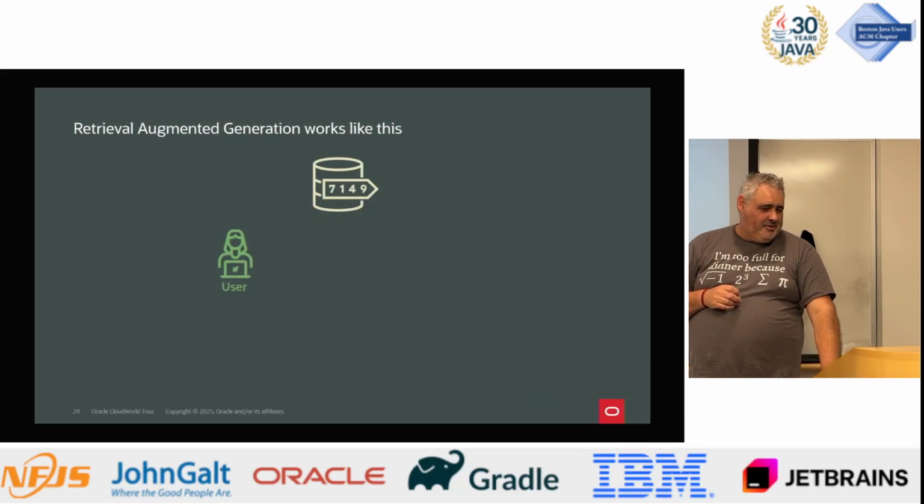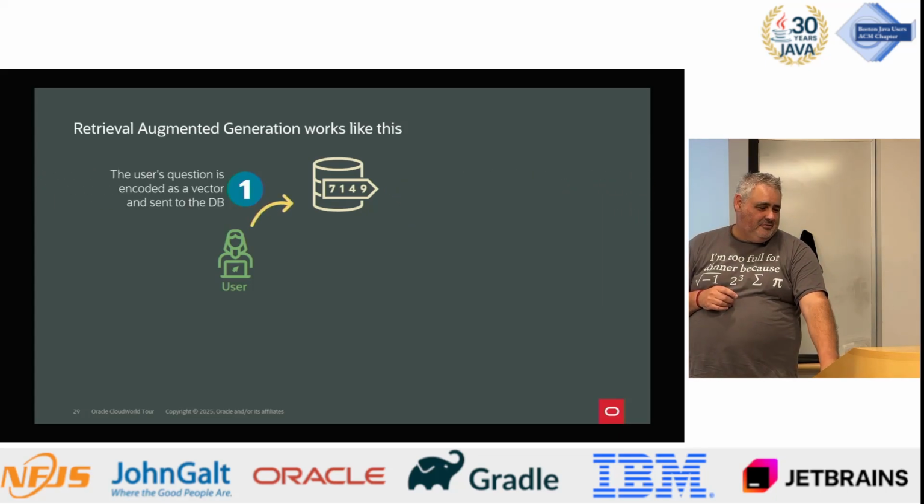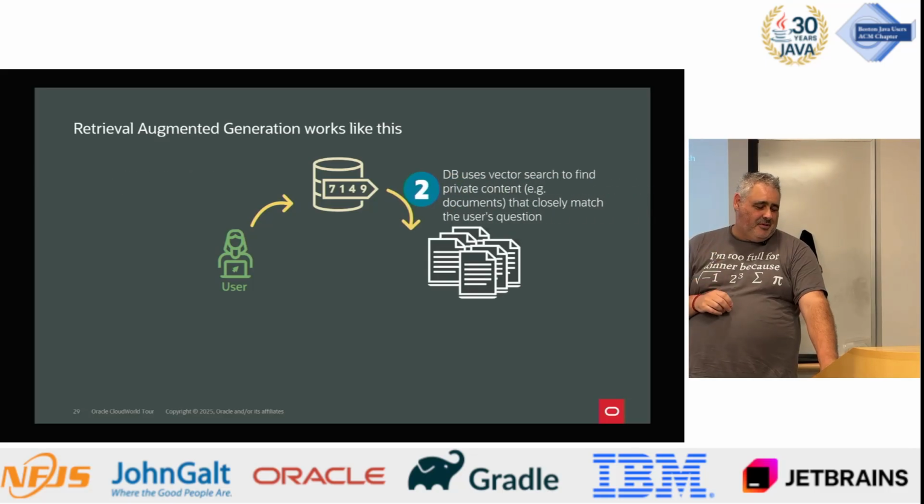Okay, so RAG we talked about. Actually, I think I said this. This is how it works. You take the question, you turn it into a vector, you send it to the vector database, you do a similarity search, you get back the closest vectors. Normally we re-rank to make sure that they're actually relevant, not just the closest ones by accident.